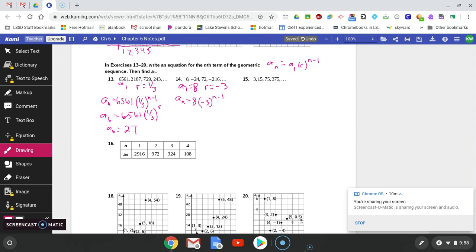So now I'm looking for the sixth term. So a sub 6 is what I'm looking for now. So I have 8 times -3, and then it's 6 minus 1, which would make it the fifth power. So again, you're doing -3 in parentheses to the fifth power, and then take that answer times 8, and you get that the sixth term is going to be -1944.